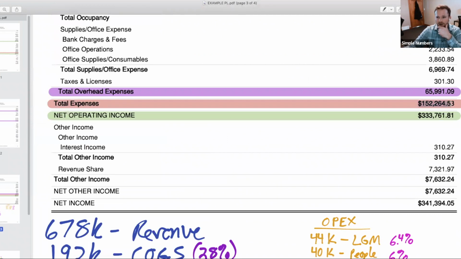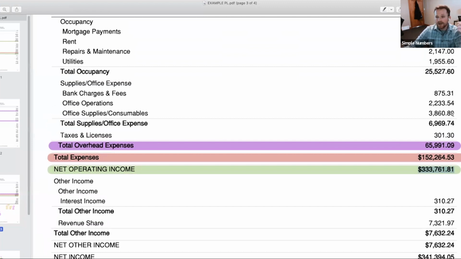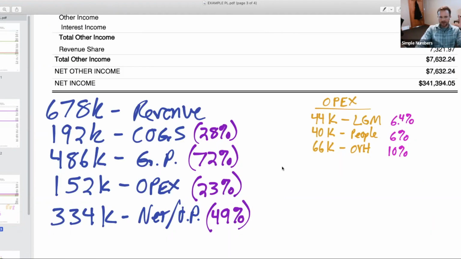In red, $152,000 and change of total expenses. And that leaves us with simple number 5, the net operating income, in this case $333,000. Looks good, right? So a team leader is running a team and they were able to net $334,000 roughly. So we have to look at how much the owner did in production, the team leader, compared to the team. Because on paper, this looks great.